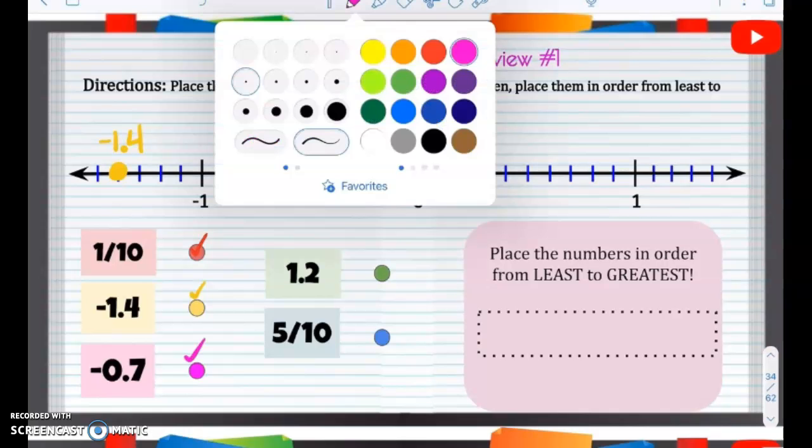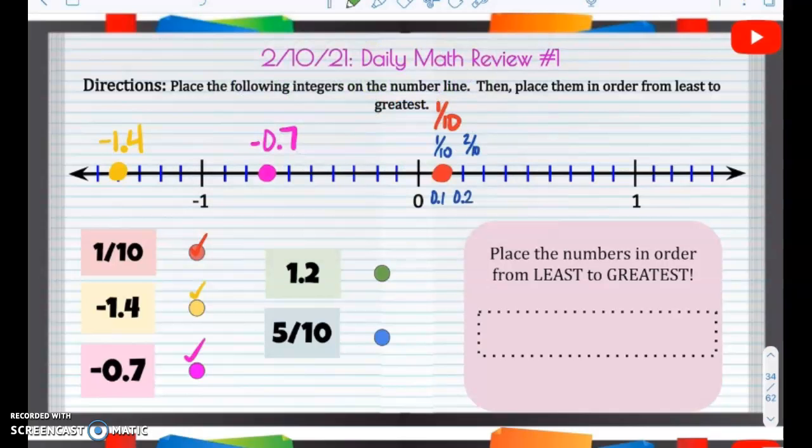Now let's do 1 and 2/10. So we're going to go 1 whole, 1/10, 2/10. So here's 1 and 2/10. 1 and 2/10, 1.2. Last but not least, we are going to do 5/10. So we're going to go 5 tick marks, 1, 2, 3, 4, 5. So right in the middle, 5/10 here. And that is all of our plotting points.